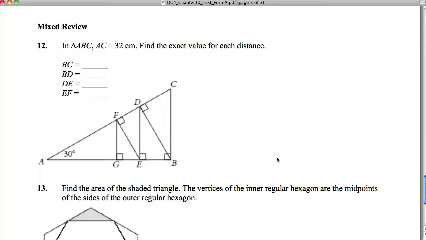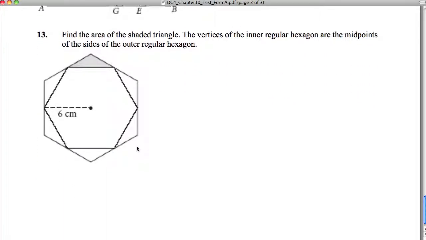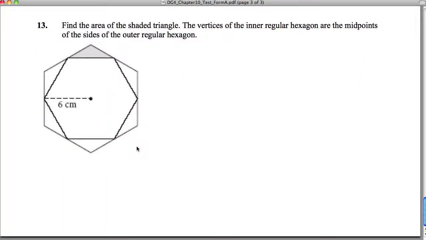Alright, number 12 was extra credit, so we're going to skip through that, but it's not too bad. It's a 30, 60, 90 triangle, which brings us to the challenging problem, or the intimidating problem of the test, but you'll see it's not too bad. Number 13, we want to find the area of the shaded region.